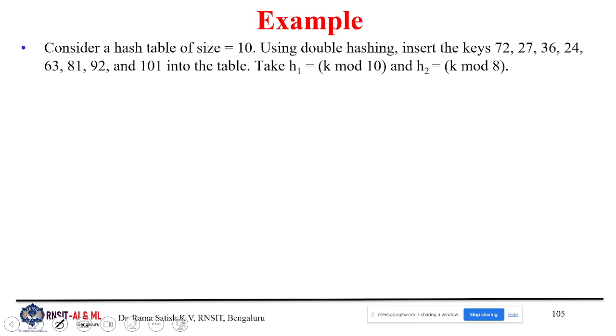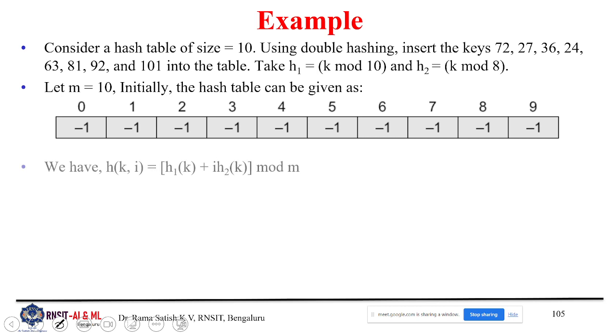Consider the hash table of size 10. Using double hashing, insert the keys 72, 27, 36, 24, 63, 81, 92, and 101. The same values. H1 is equal to K mod 10, and H2 I have taken as K mod 8, because for M dash, I can certainly take either M minus 1 or M minus 2. Better I take M minus 2. Now, initially all 10 slots are empty.